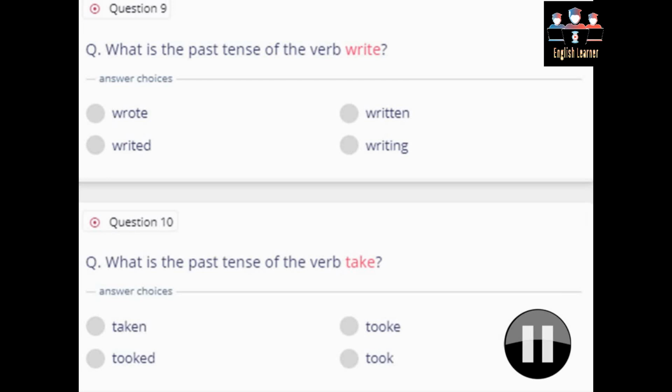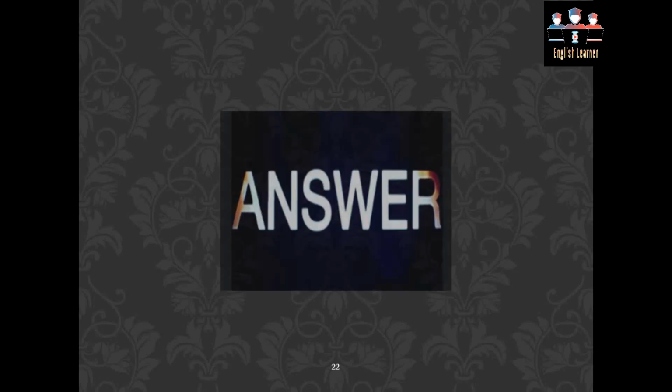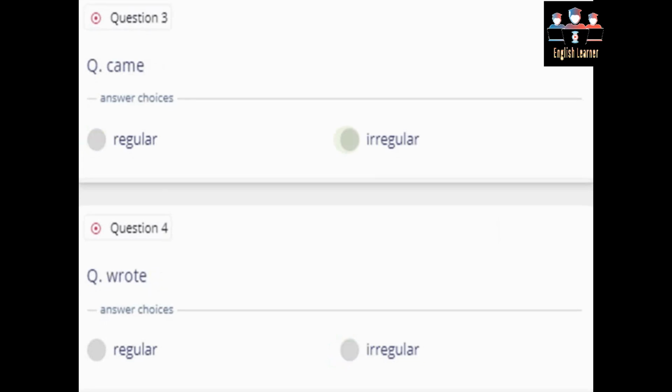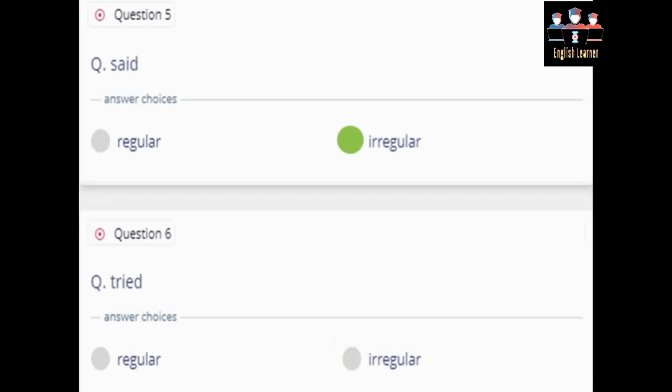I hope you have finished. Let's see the answers. Question number 1 goes with option 1. Question number 2 goes with option 2. Question number 3 goes with option 2. Question number 4 goes with option 2. Question number 5 goes with option 2. Question number 6 goes with option 1.